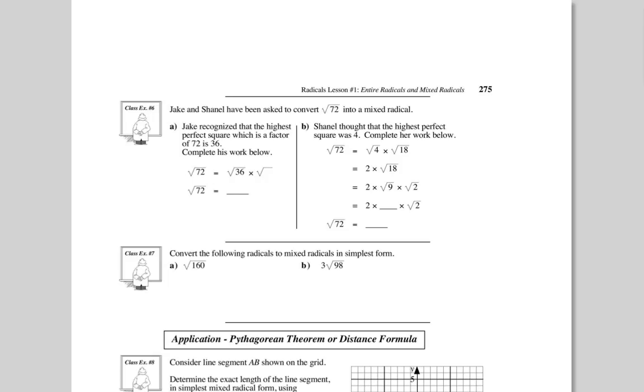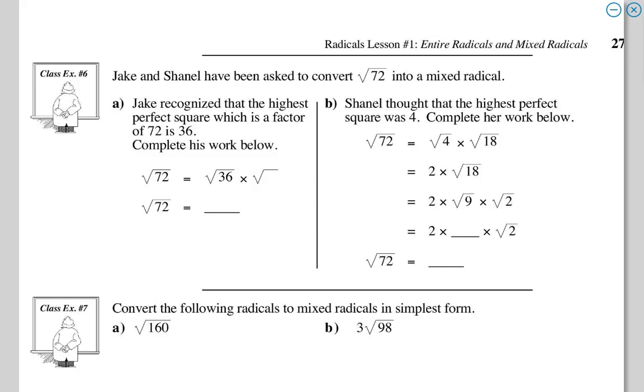Alright, now class example 6 is going to show you that if you don't choose the highest one, then you run into problems. So for this one, you can put a little note. Choose the largest perfect square factor.